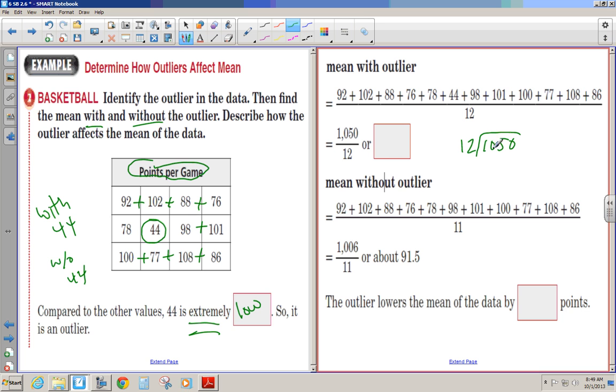12 goes into 10? No, 12 goes into 105 8 times. Let's see if 8 works. That makes this 96. This right here is 9. 90, 12 goes into 90 7 times, and continue from there.